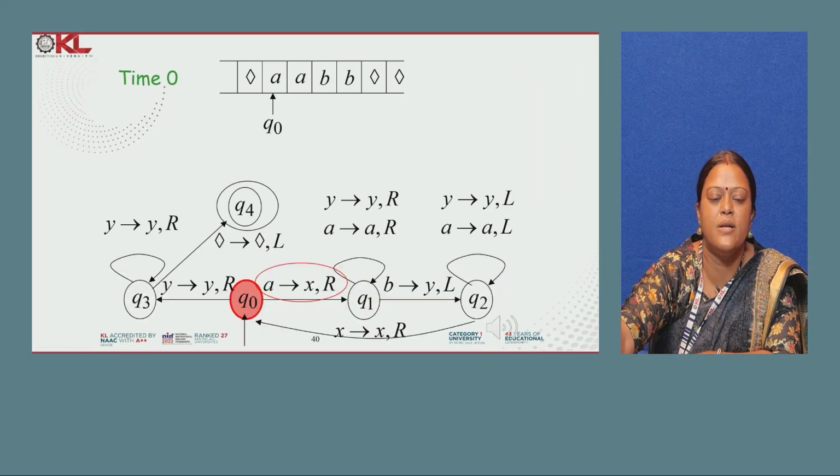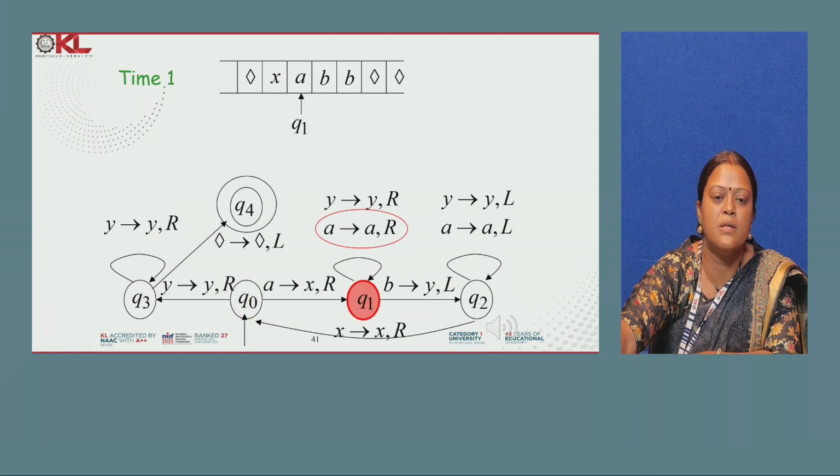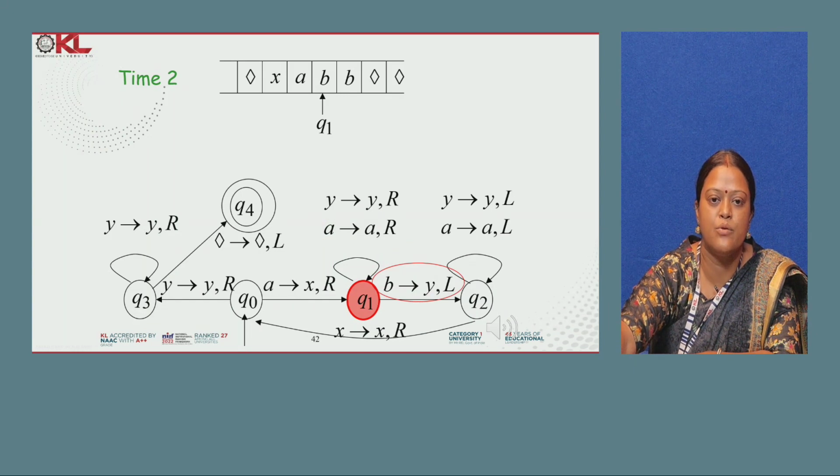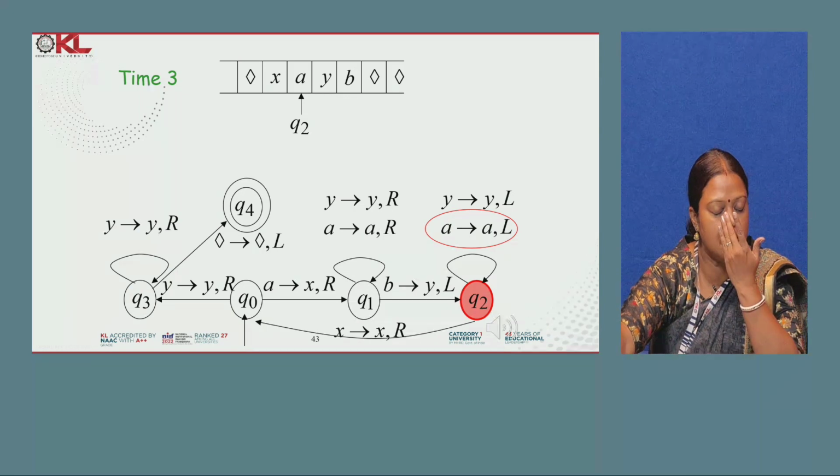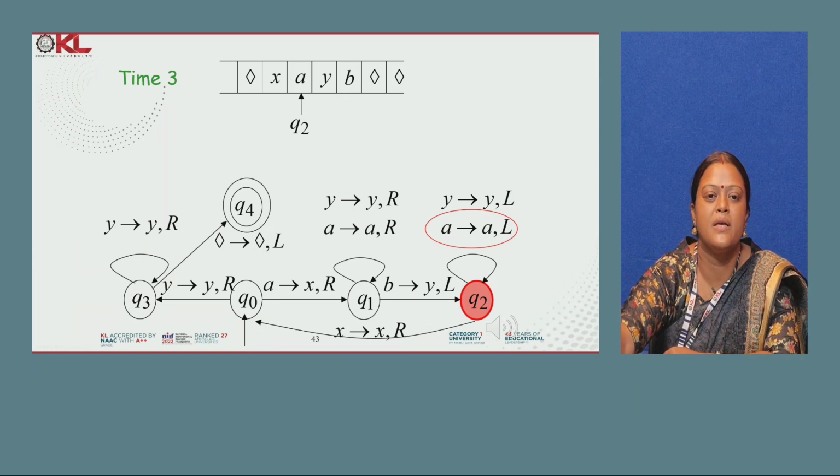The same diagram is given with some example strings w. Here an example is given, aabb. So first what we will do, in q0 we will replace a by x and we will go to q1, we will ignore the first a, then we will go to b. So we have to replace this b by y, and we are going to the left hand side, q2.